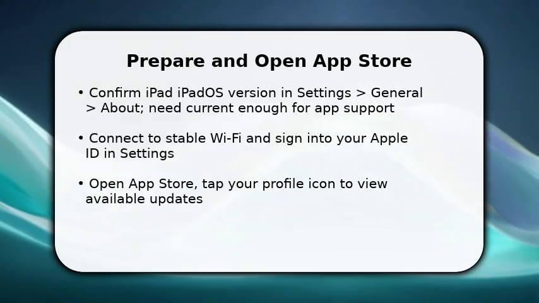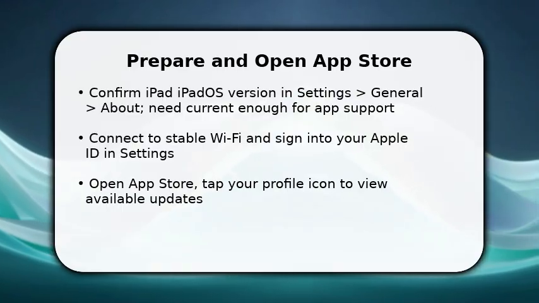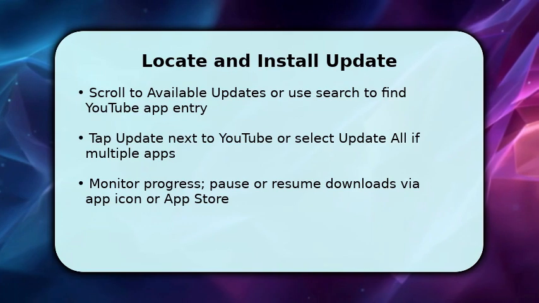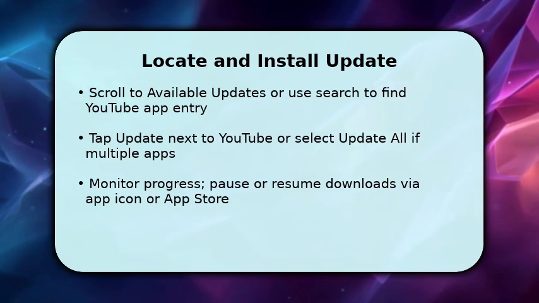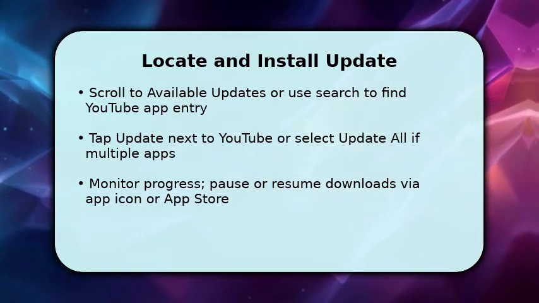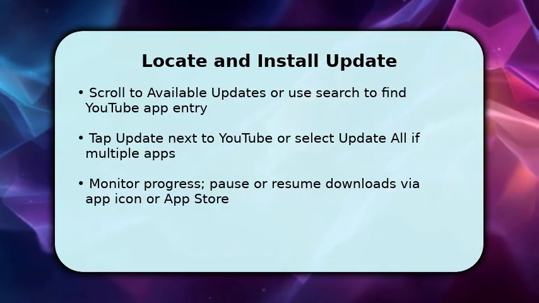This reveals pending updates. You're taking essential prerequisites and the very first actionable steps together, so you can update. You'll now find the YouTube Update item and initiate installation. Once your profile list loads, scroll to Available Updates or type YouTube in search to jump straight to the app page. Tap Update beside YouTube.